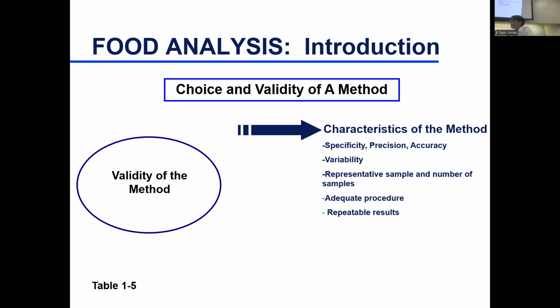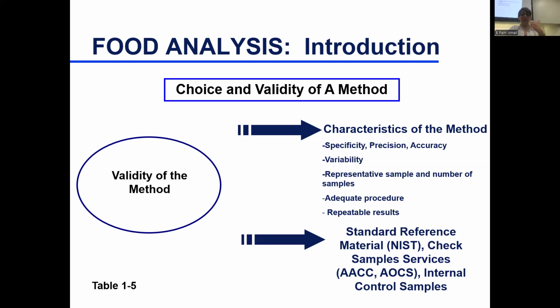That means how specific is it for reducing sugar? How precise? That means I get good reproducibility, low variability. How accurate, how close to the true value is it going to be? Whenever I run the assay, whether I run it today or next week or next month, is it going to give me the same results or is it going to be too variable? Am I able to get a representative sample and test it so I can make a decision on the entire population? Is the procedure adequate for what I want to do? Do I have repeatable results? Do I have the material for testing? Do I have the safety measures, all of that?